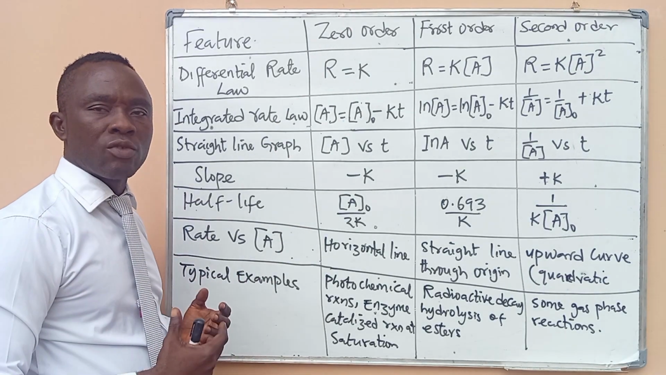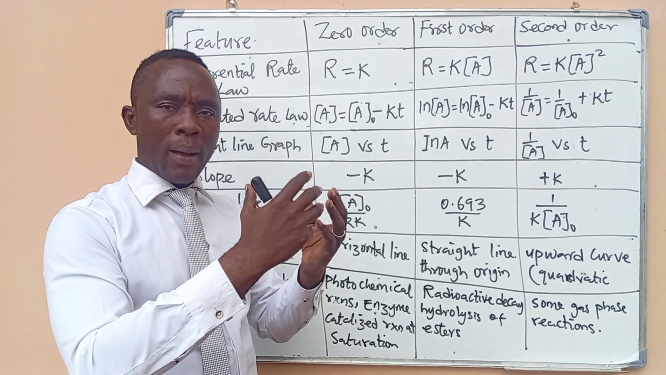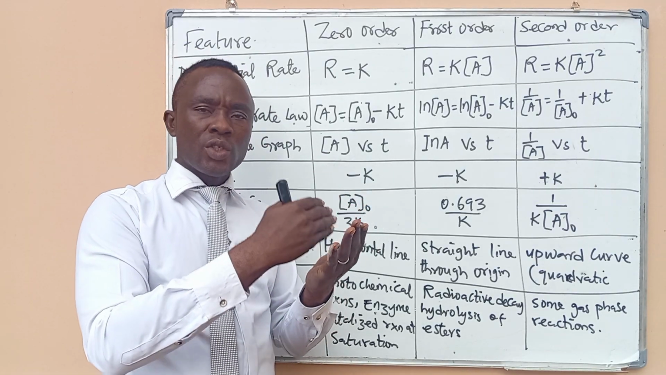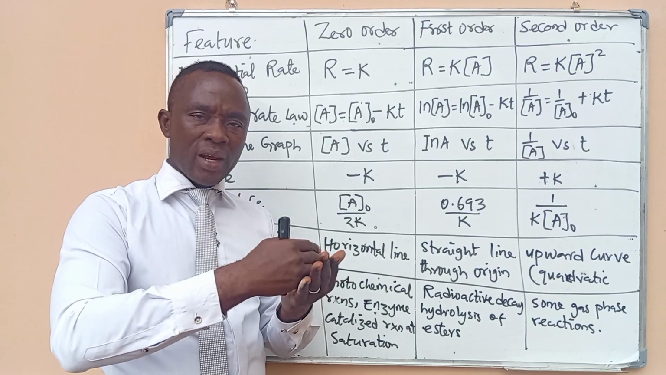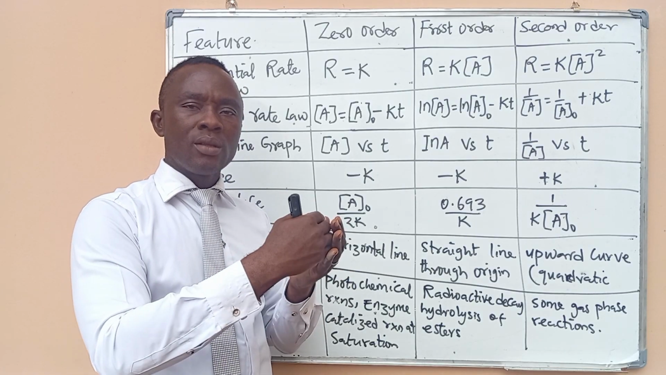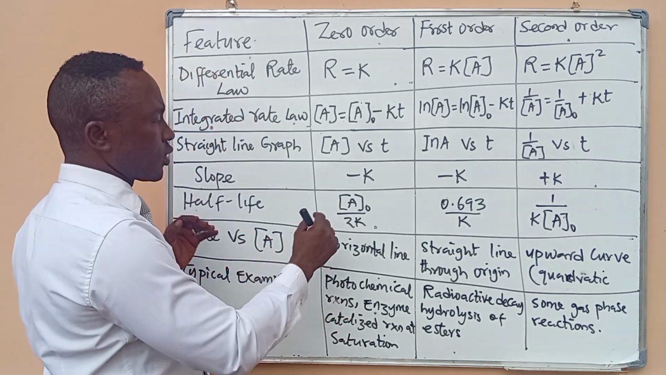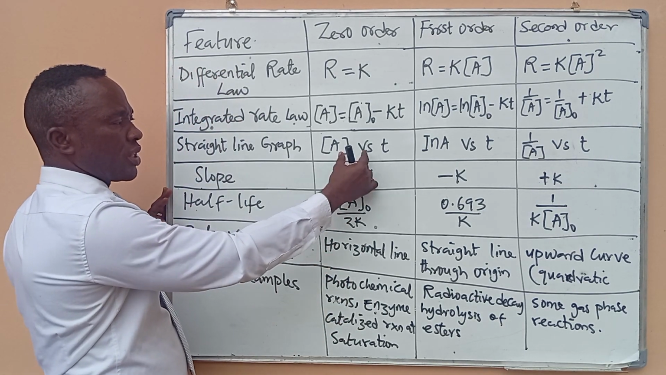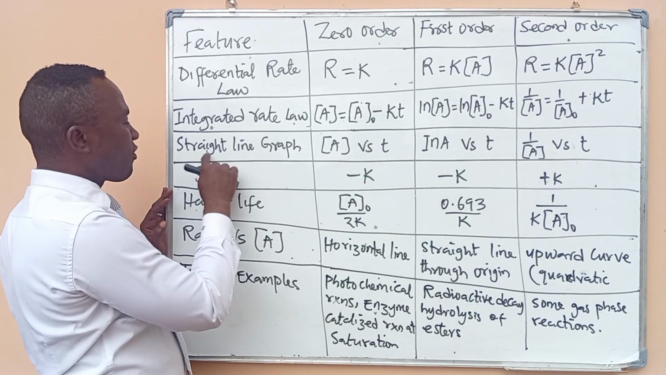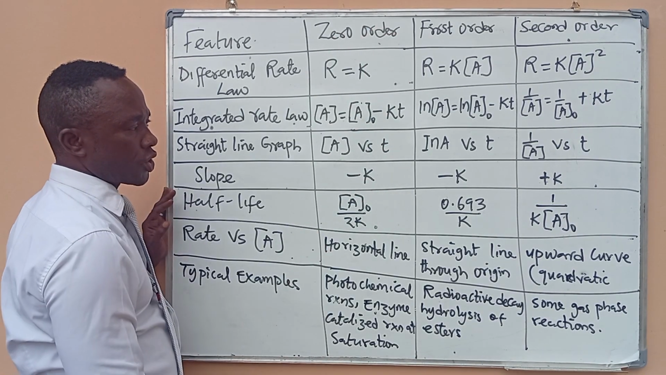So one way to get to know whether a reaction is zero order reaction or not, you can measure the concentration at different times when the reaction is ongoing. When you measure the concentration at different time intervals and you plot the concentration against time, if you have a straight line graph, then that reaction is zero order reaction.